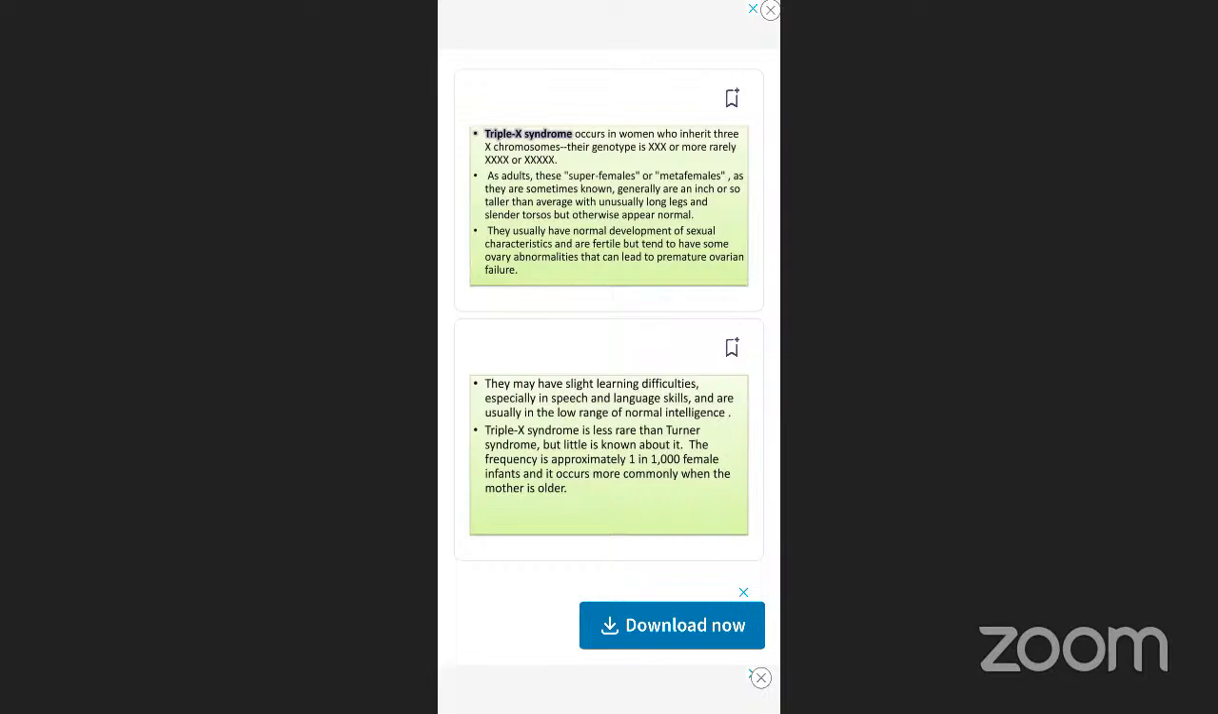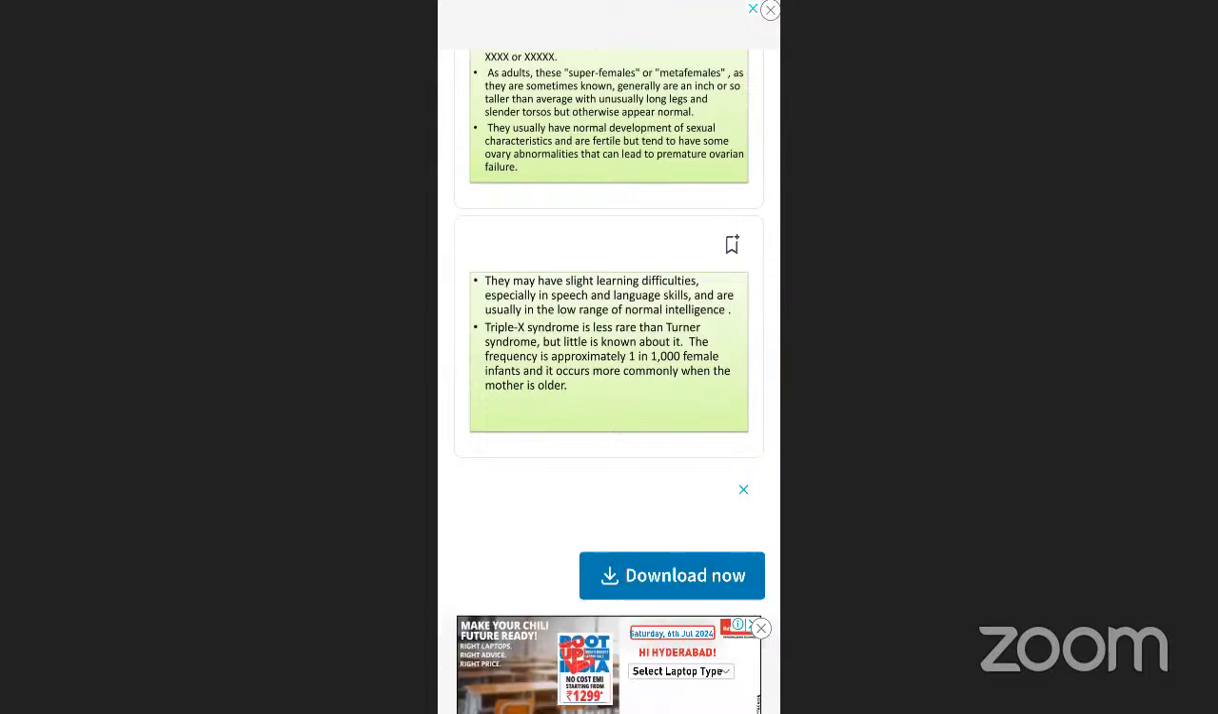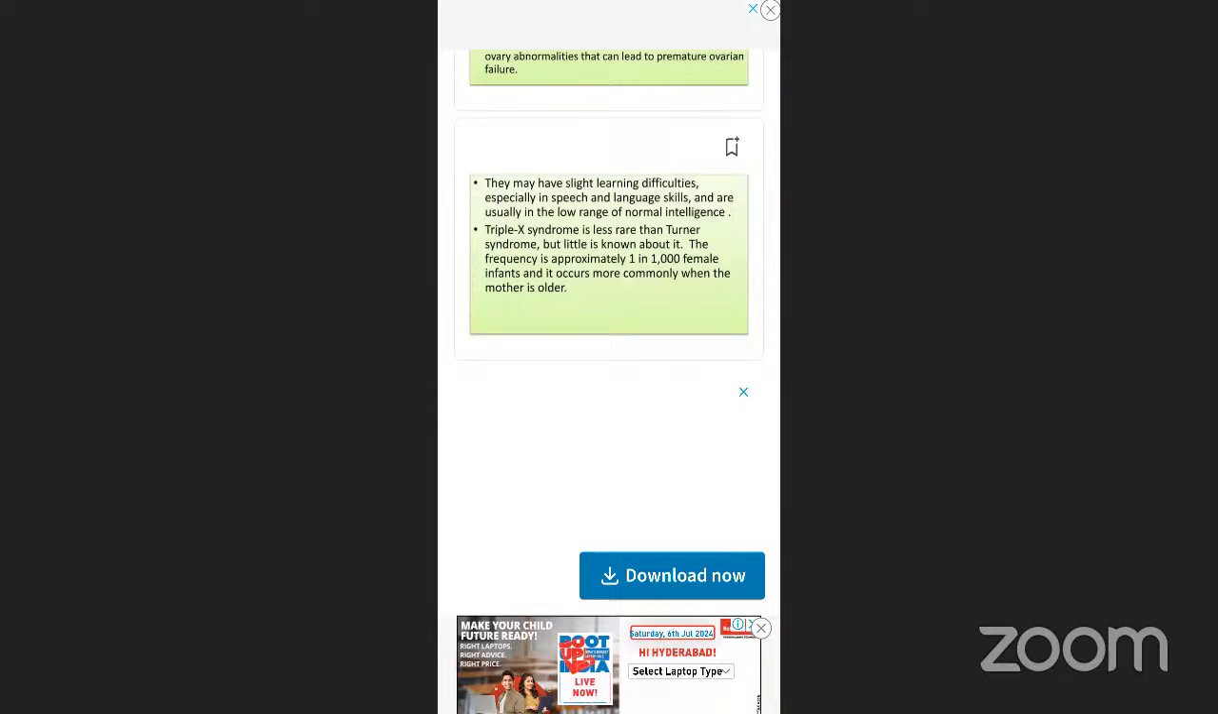They usually have normal development of the sexual characters, but they tend to have some ovary abnormalities that lead to premature ovarian failure. They may have slight learning difficulties, especially in speech and language skills, and usually in the low range of normal intelligence. Triple X syndrome is less rare than Turner syndrome, but little is known about it. The frequency is approximately 1 in 1,000 female infants, and it occurs more commonly when the mother is older.